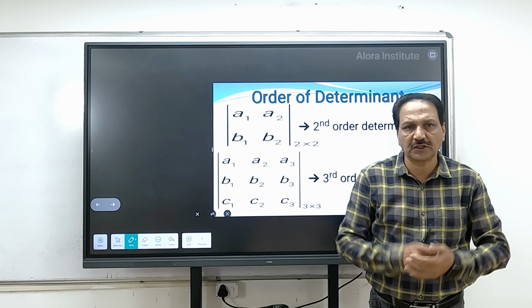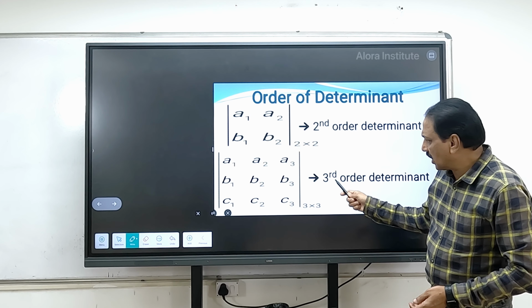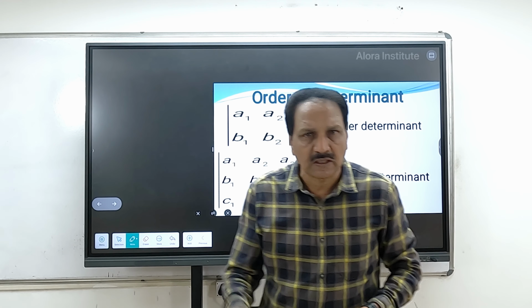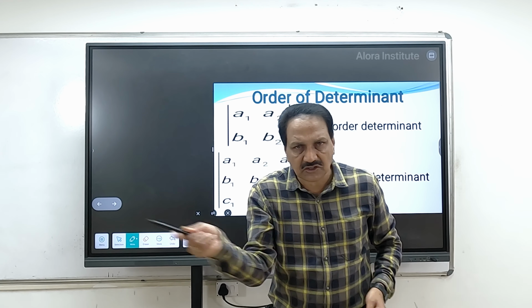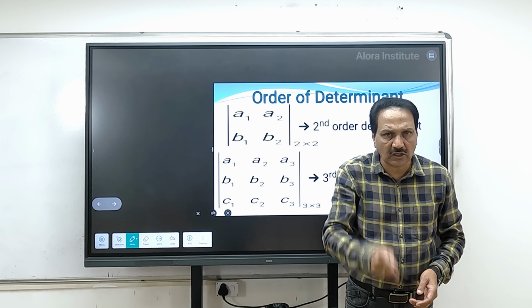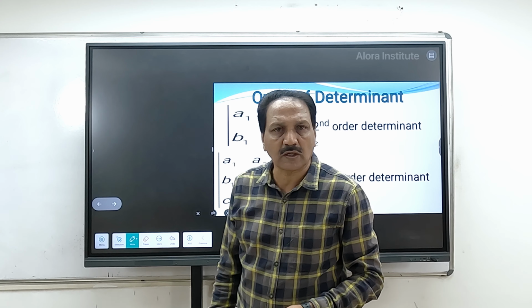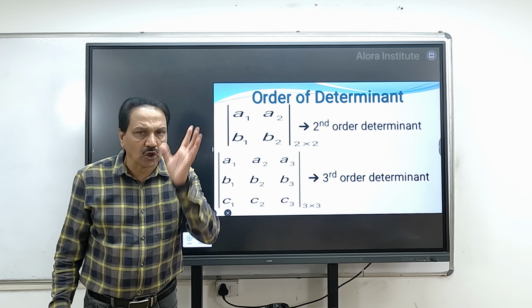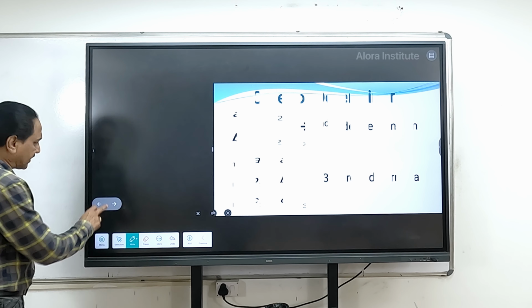Important point to observe here. Whether it is second order determinant or third order determinant, whatever it may be, what is the important point you have to observe? If there are 2 rows, there must be 2 columns. If there are 3 rows, there must be 3 columns. That means in a determinant, the number of rows and columns must be equal. Equal number of rows and columns. That's fine. Now let's go for the next concept here.